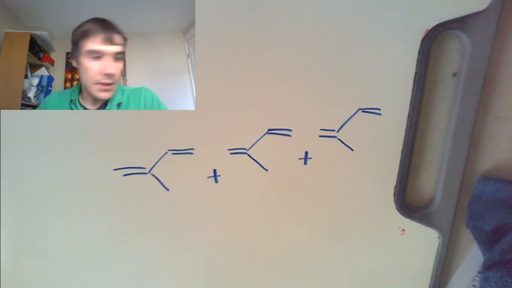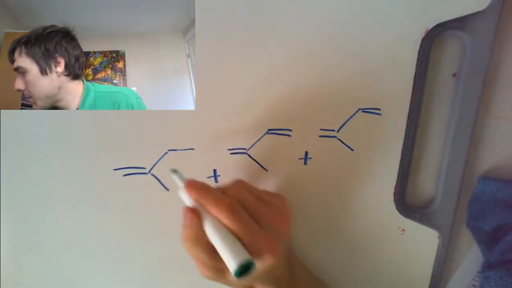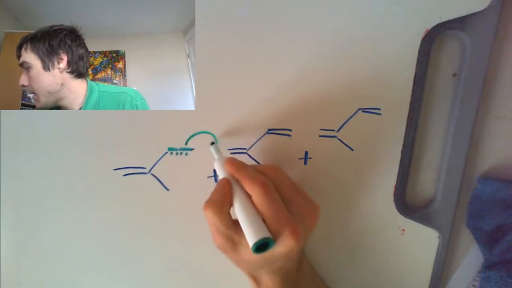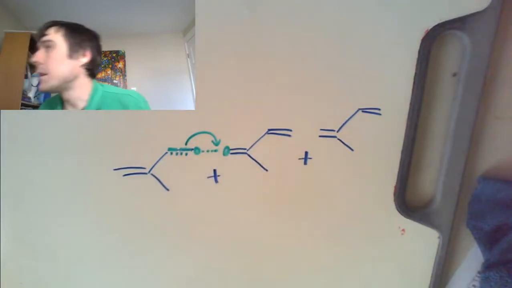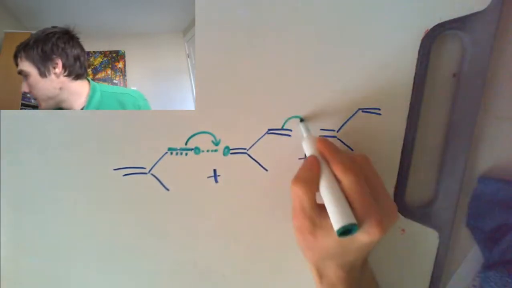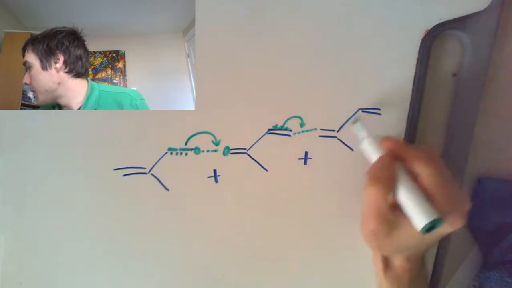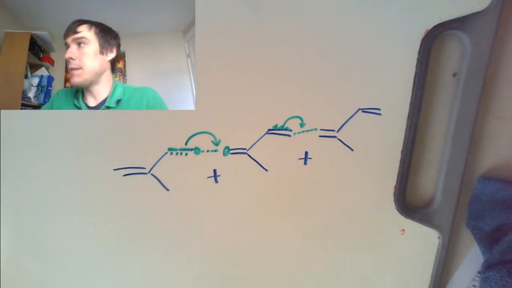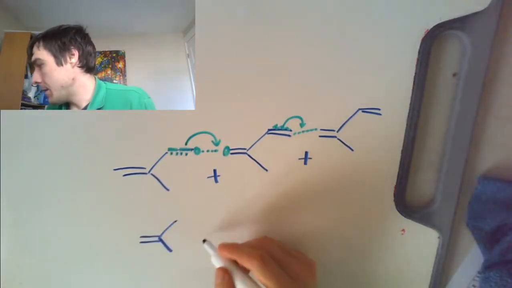Well, the way all addition reactions work is we break the double bond, and we install a new bond. We break the double bond, we install a new bond, we break the double bond, we install a new bond. So what you end up with is you have this double bond up and down.